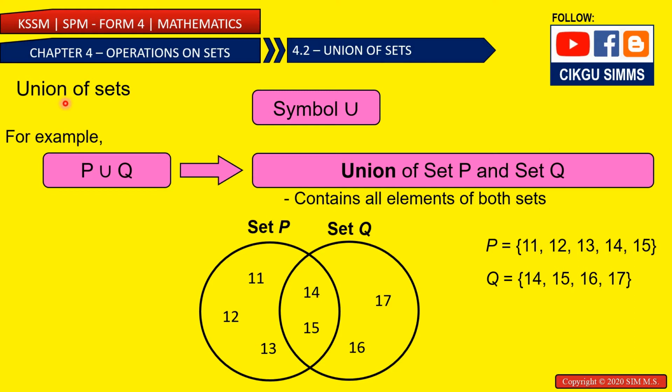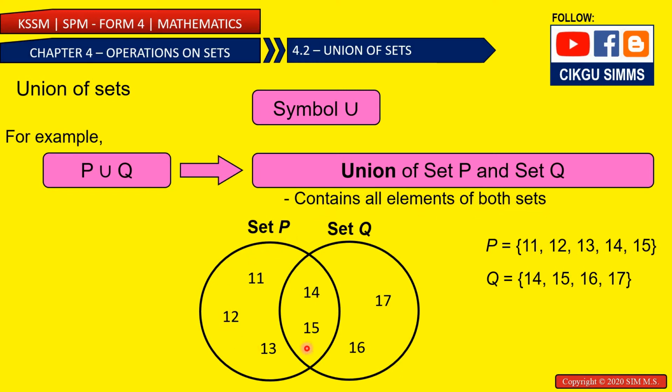Okay, so first, what is union of sets? It is represented by this symbol like a U. So set P union set Q means it is the union of set P and set Q. So what is union? Union means that it contains all the elements of set P and also set Q.